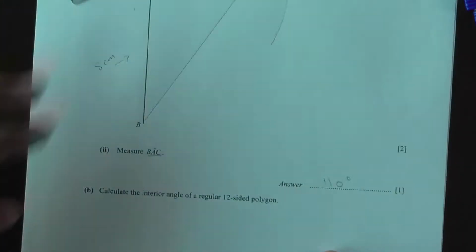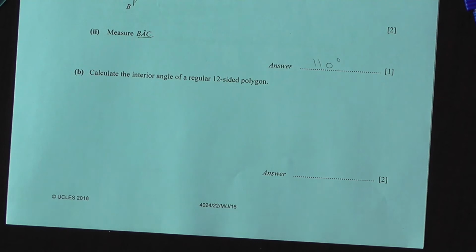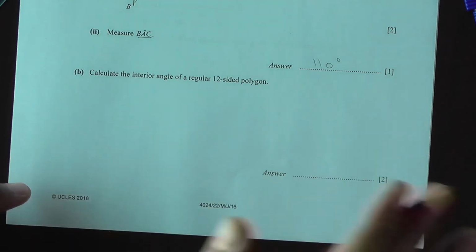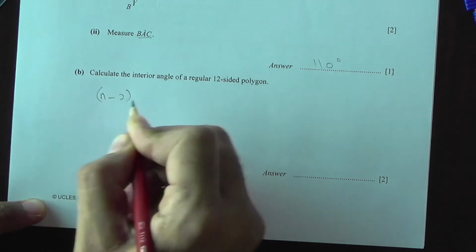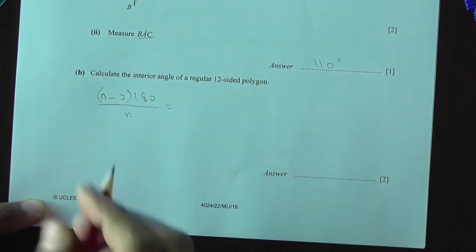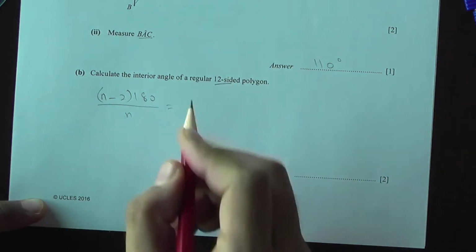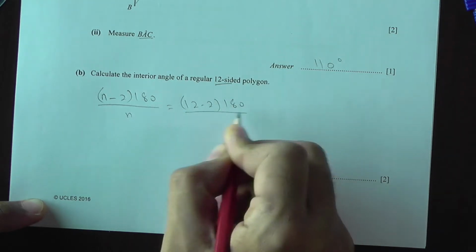The next part says calculate the interior angle of a regular 12-sided polygon. In order to find the interior angle of a regular polygon, the formula that you use is n minus 2 times 180 over n. In this case, n is going to be 12. So it is going to be 12 minus 2 times 180 divided by 12.